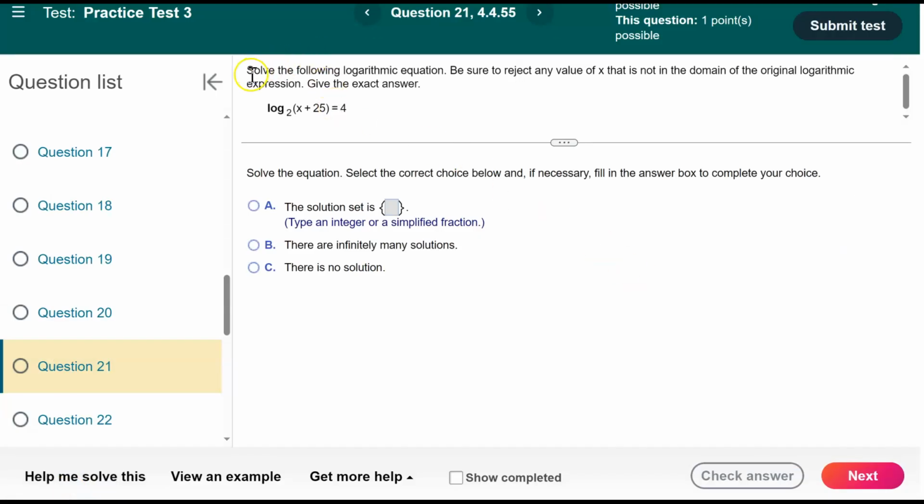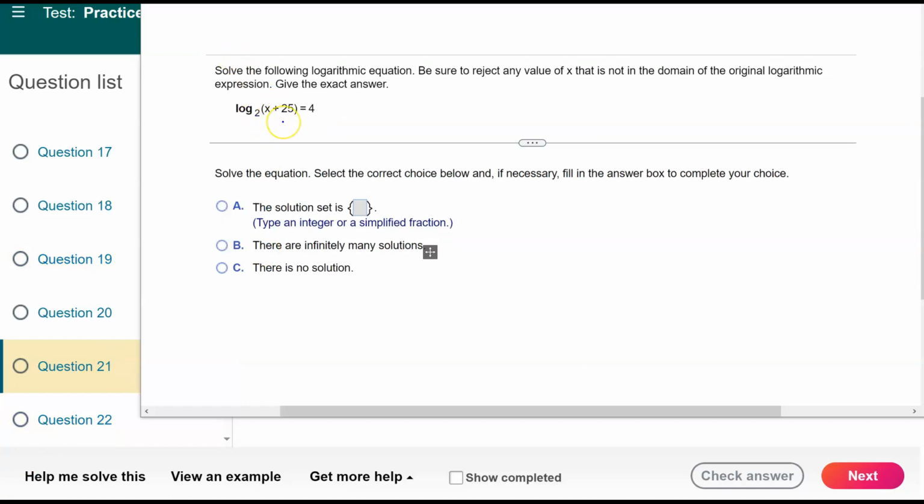Okay, so now let's consider the next problem. Solve the following logarithmic equation. Be sure to reject any value of x that is not in the domain of the original logarithmic expression. So, in other words, you have to check your final answer later. Right, so to solve for the logarithmic equation here, the first step is to write this in exponential form. So you would have 2, copy the base, and then the exponent is 4. So 2 to the 4th is equal to x plus 25.